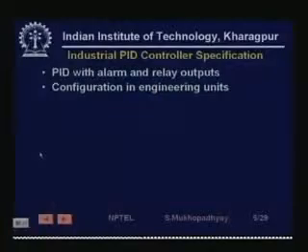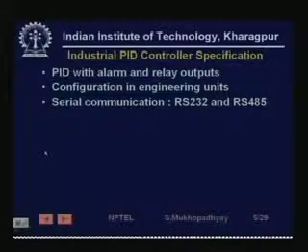So, we have several features. First, it says that you have PID with alarm and relay outputs. So, depending on process conditions, you could set certain alarm outputs. Maybe it will light up some annunciation, or it will ring a buzzer, and it also provides some relay outputs, so that if you need, you can switch off things or transfer it from automatic to manual. You can do various things.